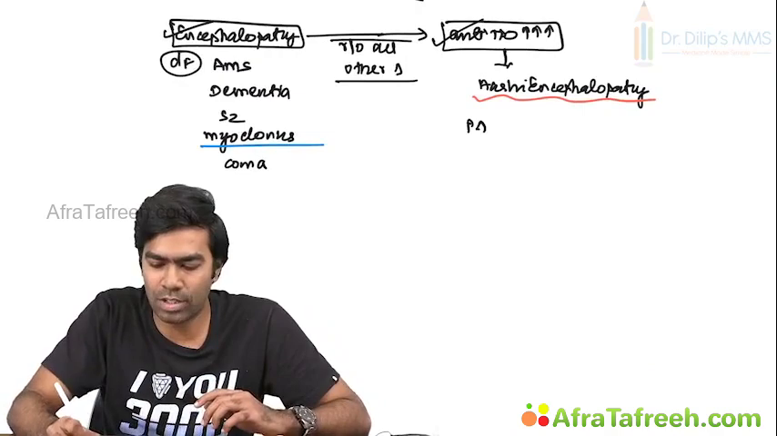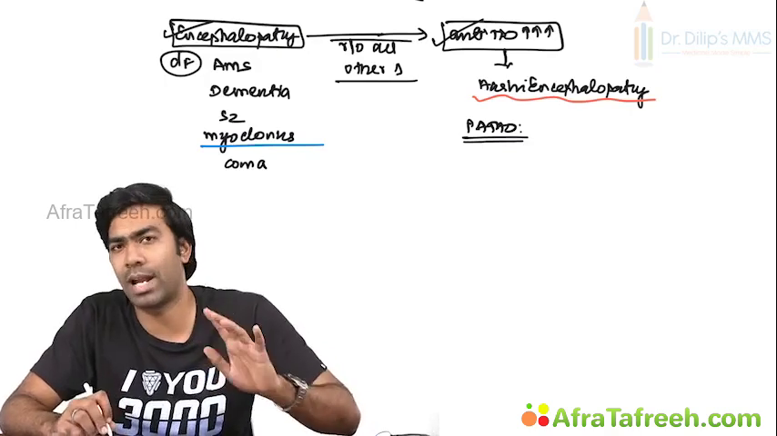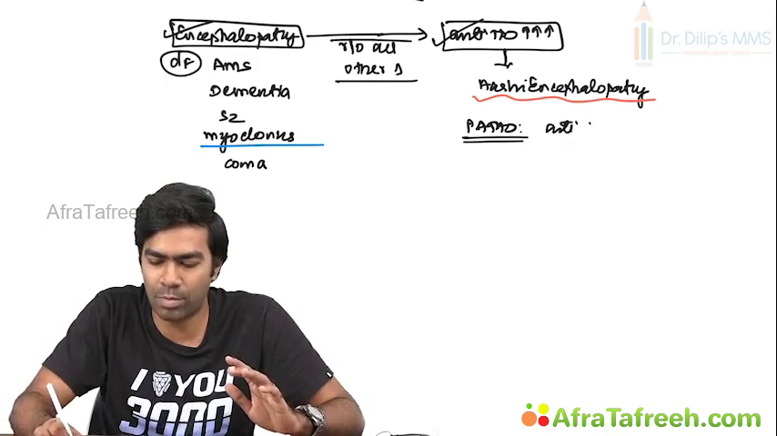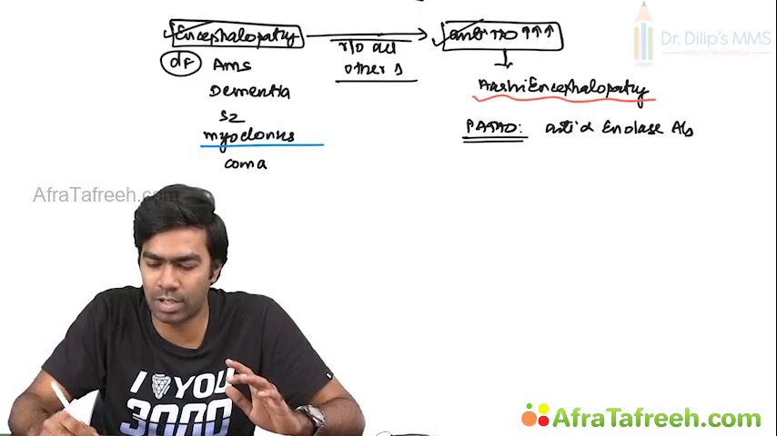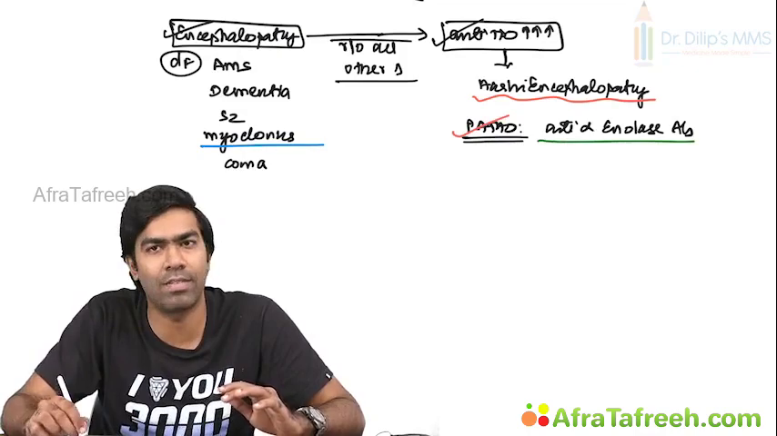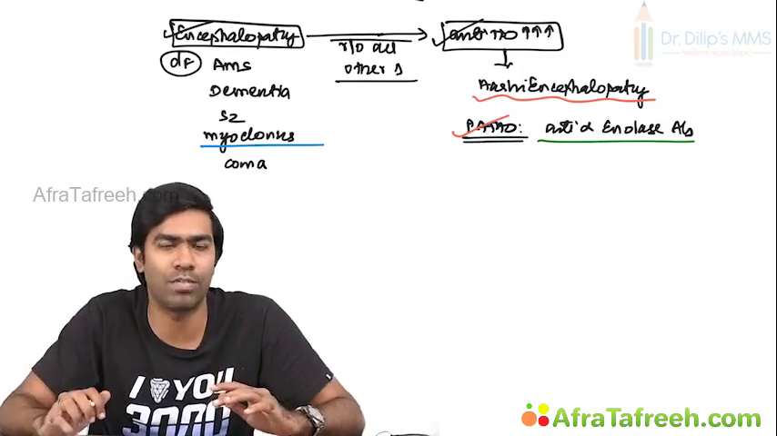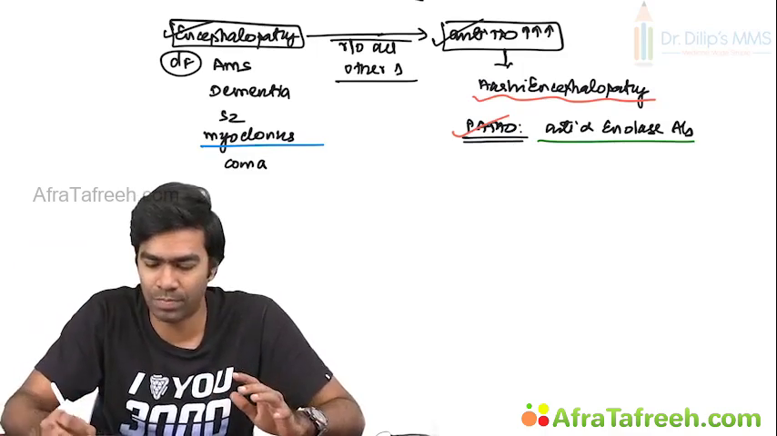But the pathogenic antibody is not considered to be anti-TPO antibodies. As far as this encephalopathy is concerned, it is considered to be an antibody called anti-alpha enolase antibody. This is consistently demonstrated in many of the Hashi encephalopathy patients, but it is not commercially available. It is relatively more specific for Hashi encephalopathy compared to other antibodies, but it is not commercially available as of now.